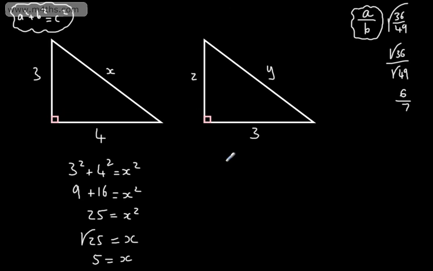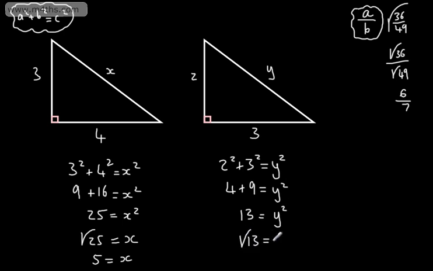What we're now going to do is look at this one right here. 2 squared plus 3 squared is equal to y squared. 4 plus 9 is equal to y squared. 13 is equal to y squared. And taking the positive square root, we have the positive square root of 13 is equal to y. What I have here as my answer is an exact value which we call a surd.